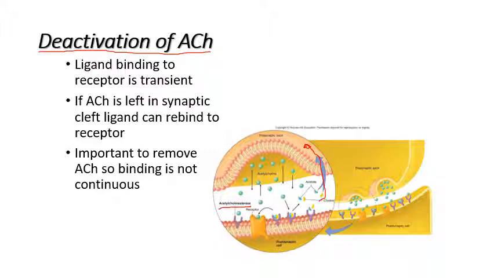Okay. This is important because we don't want this binding to be continuous. You don't want to sit there with your muscles completely rigid. You want them to be able to relax. So when we need to contract, we contract the muscle, but then the acetylcholine message is taken out and we can relax the muscle. Okay, so it is important that we are able to deactivate these neurotransmitters at the synapse.